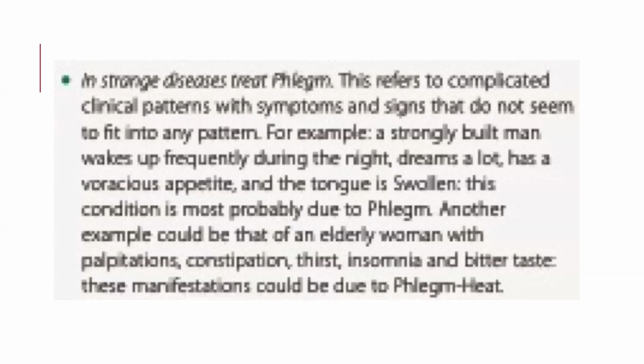For example, a strongly built man wakes up frequently during the night, dreams a lot, has a voracious appetite, and the tongue is swollen. This condition is most probably due to phlegm. Another example could be that of an elderly woman with palpitations, constipation, thirst, insomnia, and bitter taste. These manifestations could be due to phlegm heat.